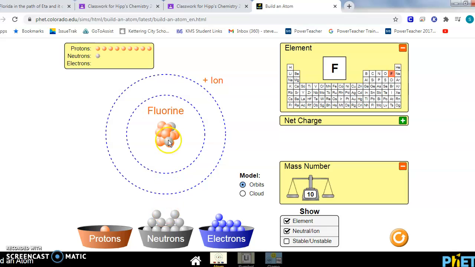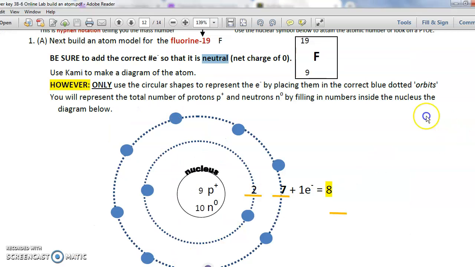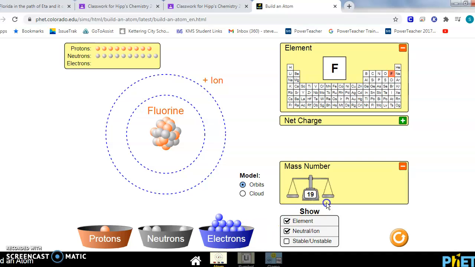So that means I'm going to have to add 10 neutrons to the nucleus. 17, 18, and there is 19. And that's what we're supposed to have. We are supposed to do fluorine with a mass number of 19. There's our mass number of 19. The charge of this thing, though, is 9 plus.